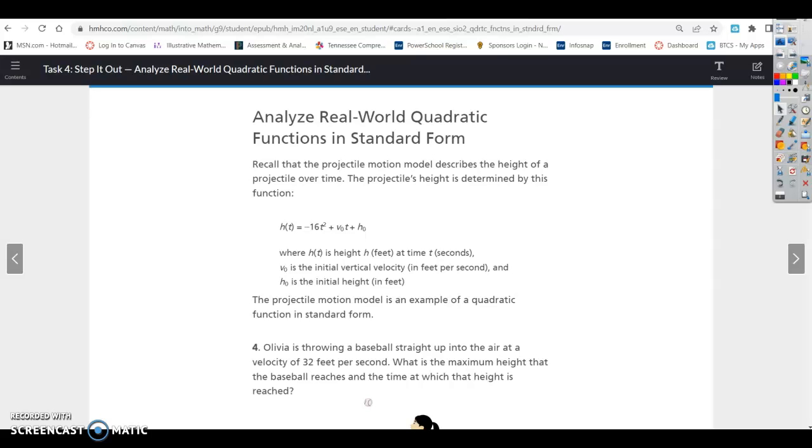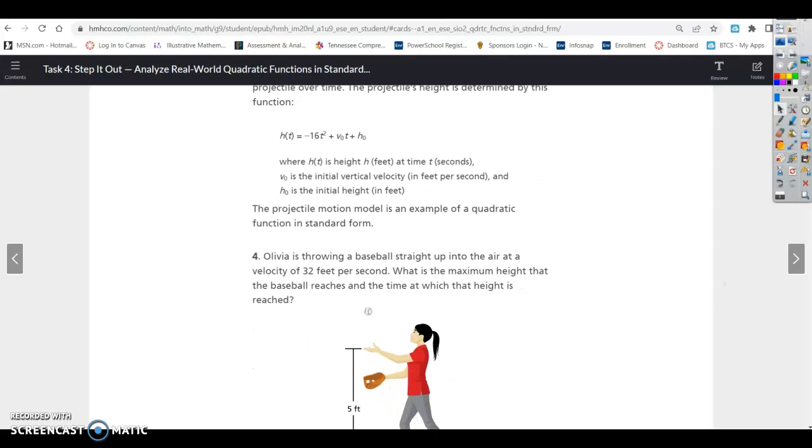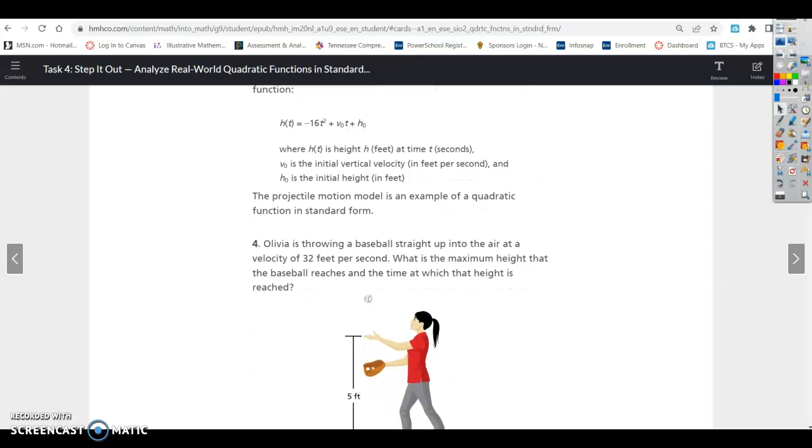Recall that the projectile motion model describes the height of a projectile over time. The projectile's height is determined by this function. All right, so we've seen this in previous lessons since we've started working with quadratics. So h of t equals negative 16t squared plus v sub o t plus h sub o, or sub 0 if you want to call it 0.